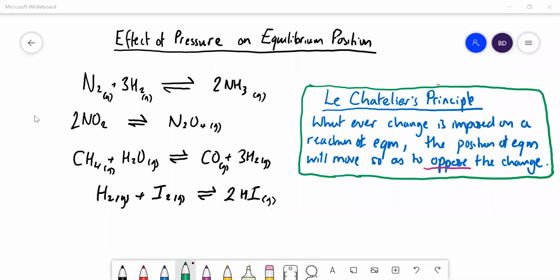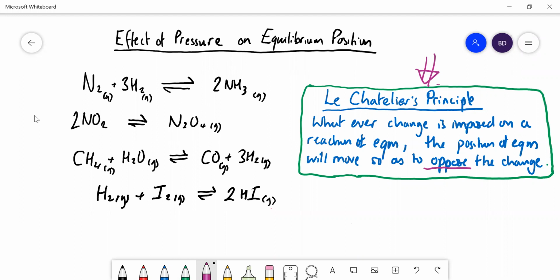Okay, we're going to carry on talking about Le Chatelier's principle, which is this thing over here. What he said was, whatever change is imposed on a reaction at equilibrium, the position of equilibrium will move so as to oppose the change.